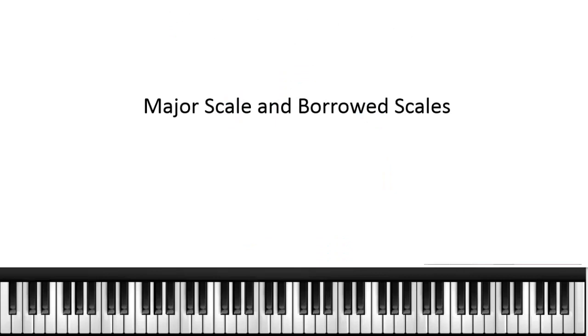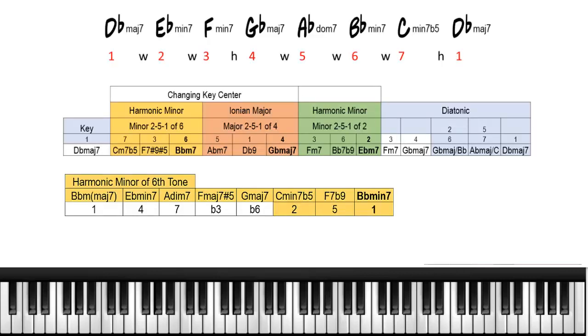Now let's look at the major scale and the borrowed scales that are used to compose the gospel chord progression and gospel chords that I'm using in this example. So for D flat major, the target tones will be the 6th tone, the 4th tone, and the 2nd tone.